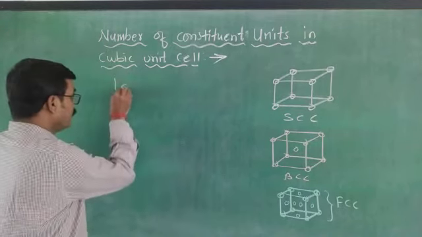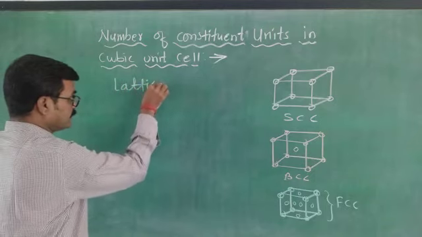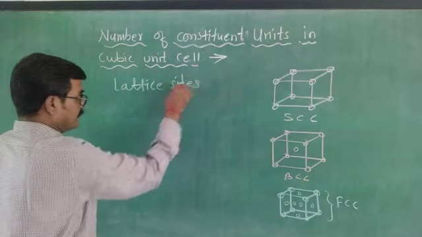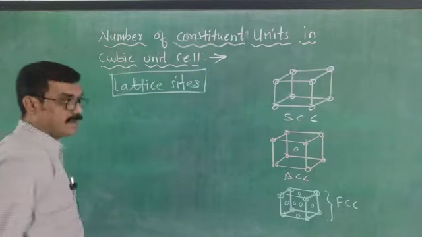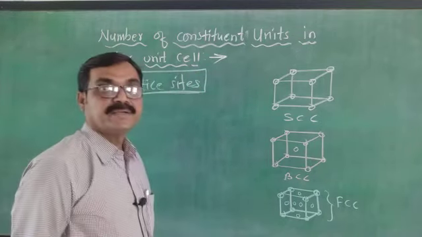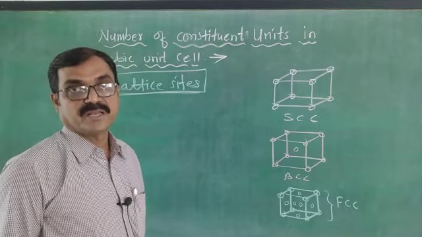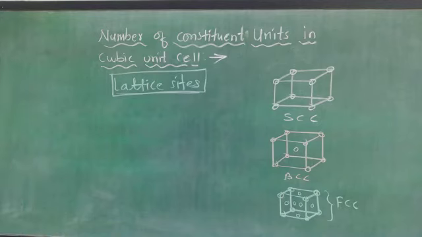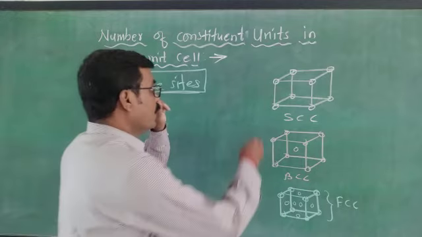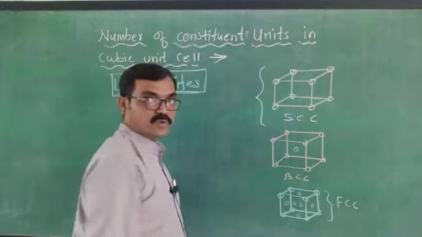Now you have to find out the lattice sites. What we have to find out? Lattice sites means how many constituents, atoms or molecules are present in the unit cell. That's why, first of all, see which part of an atom or ion is present in a given crystal. Now suppose we have a simple cube.